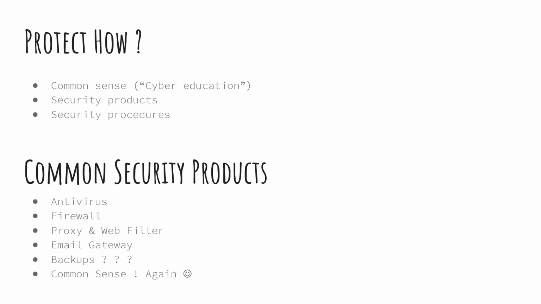So the mixture of common sense, security products, and security procedures are a good way to protect any kind of asset or threat. And there is obviously a mix between those three. So it's not only one, it's not only two, it needs to be all three of them together. And this is what will give you security.